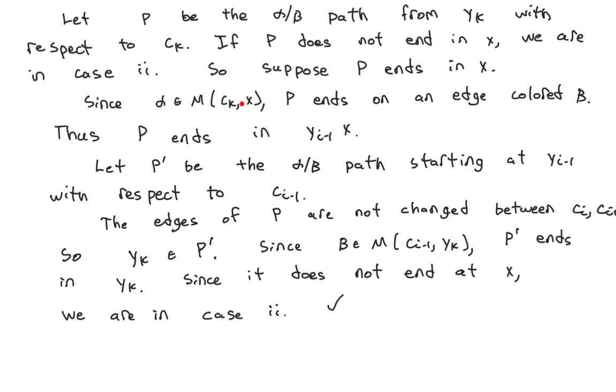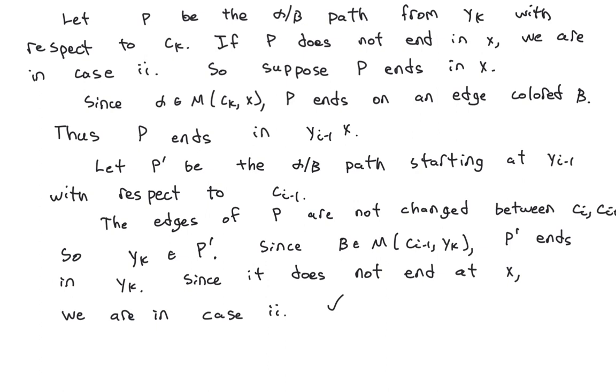So since alpha was missing at X, we know that this path has to end on an edge colored beta. Of course, due to how we've constructed our colorings, we actually know which edge this is. The edge colored beta in this coloring is XY_{i-1}. So then our strategy is to work with the coloring C_{i-1} instead, and take the alpha-beta path P' that starts at Y_{i-1}.